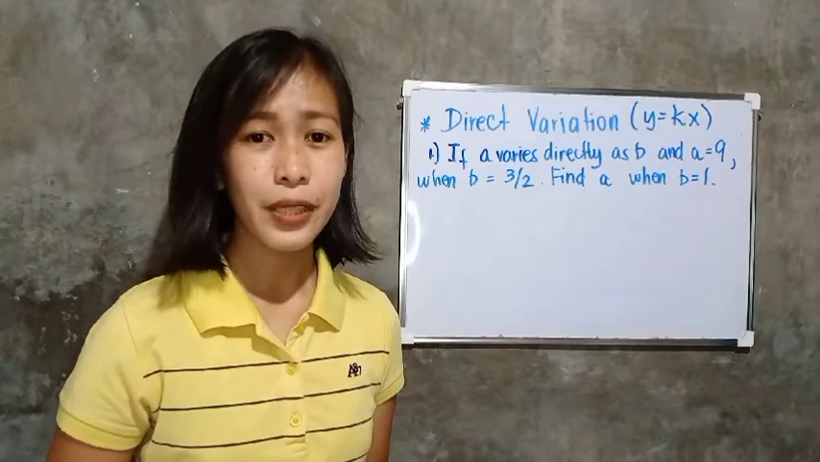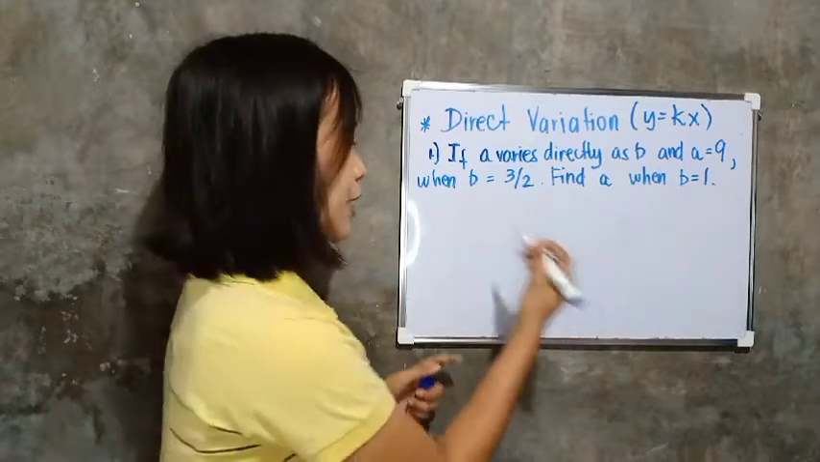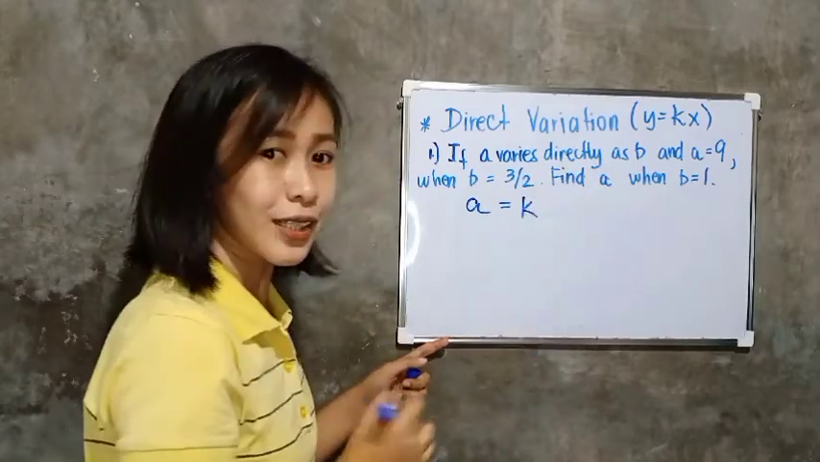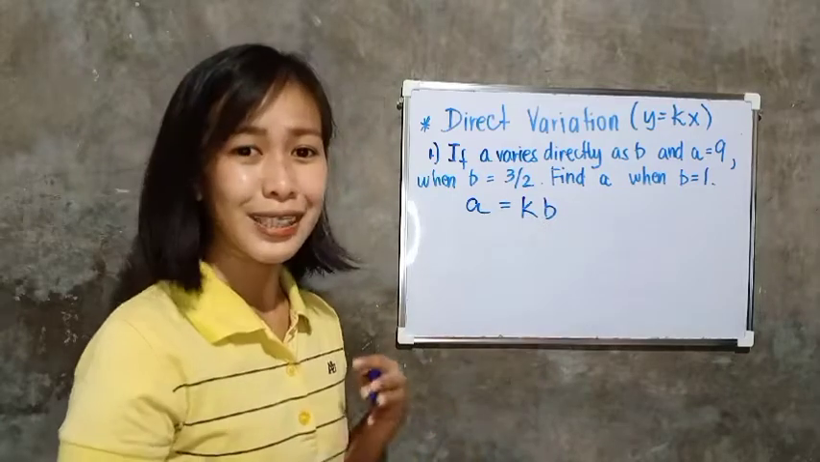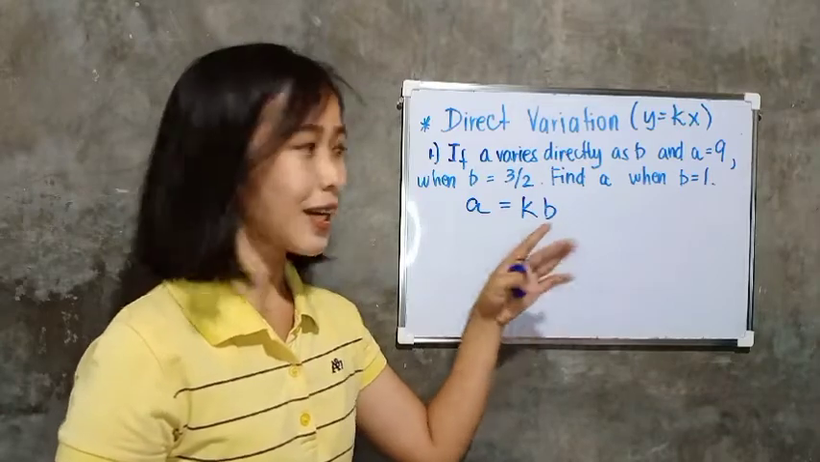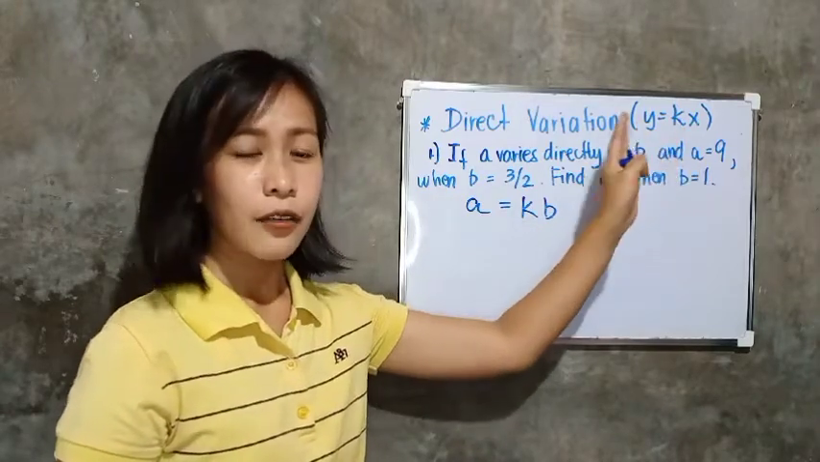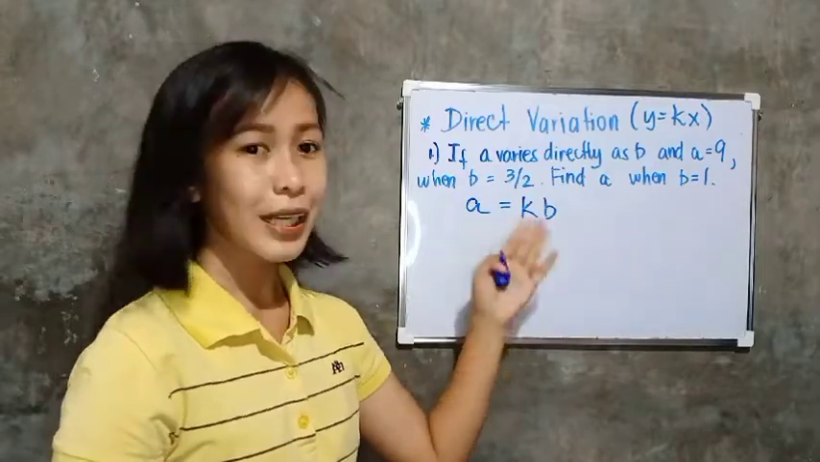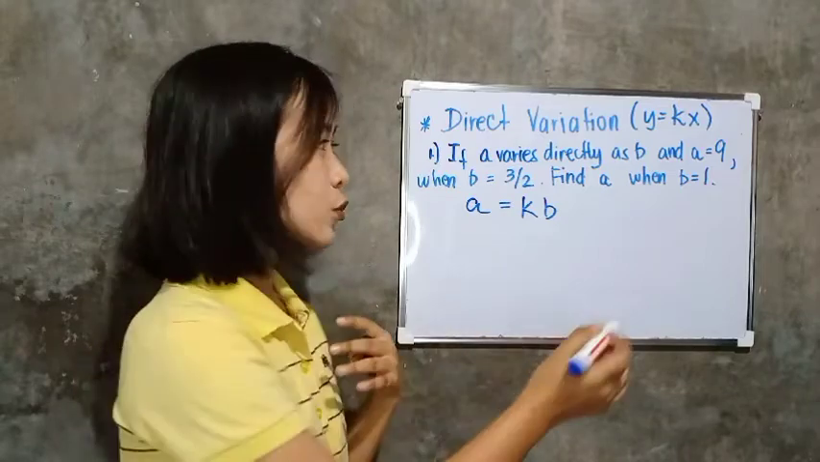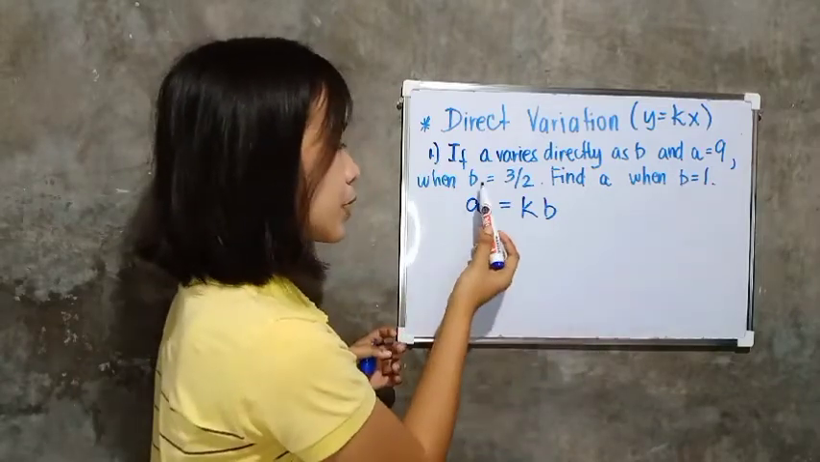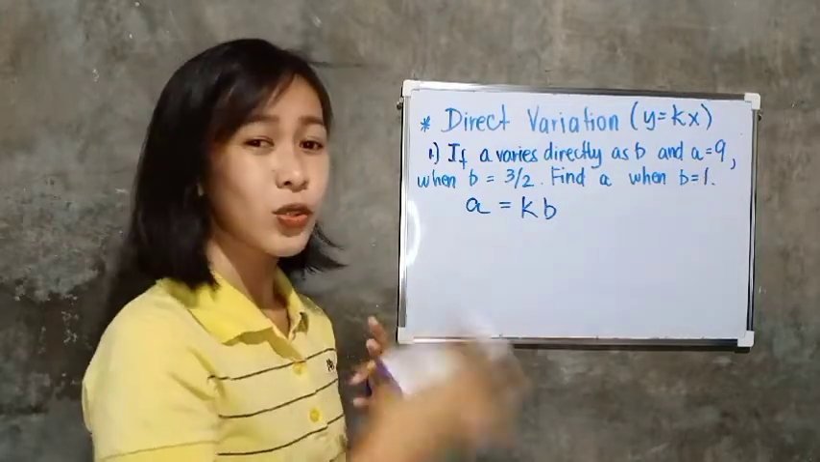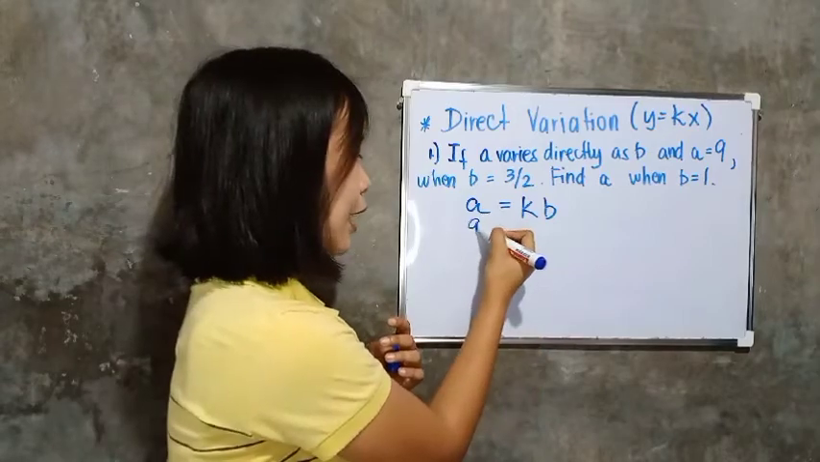So, for the first step is to find K. Okay? So, we have A varies directly, ayan, varies directly as B. So, ganun lang kasimple maglagay sa formula. A varies directly as B. Okay? So, basta alam niyo yung pinaka formula natin, madali niyo na siyang ilalagay sa ganyan. Alright? So, we are going to find K using A is equal to 9 when B is equal to 3 over 2. Okay? So, si ating A is 9. Just substitute the value na ating mga variables.